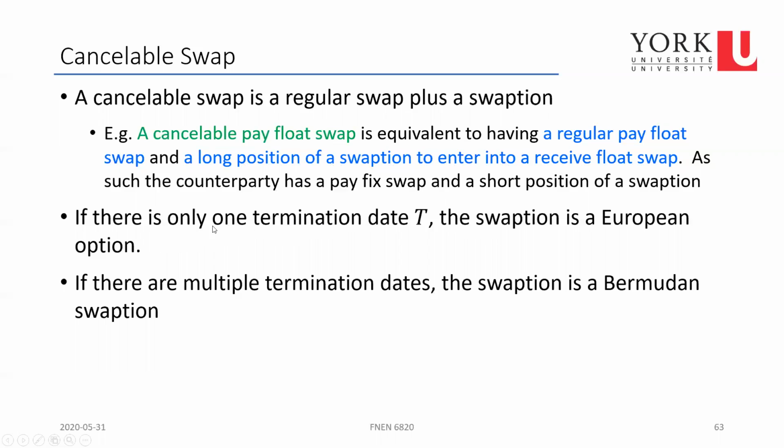So if you have one chance to cancel, then this one-time cancelable swap is like a regular swap plus a European swaption. But if your cancelable swap has multiple time periods in which you can cancel, then you can effectively think of this cancelable swap as essentially a regular swap plus a Bermudan swaption that allows you to exercise multiple times within the tenor.